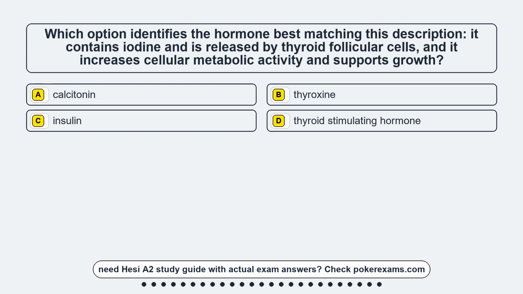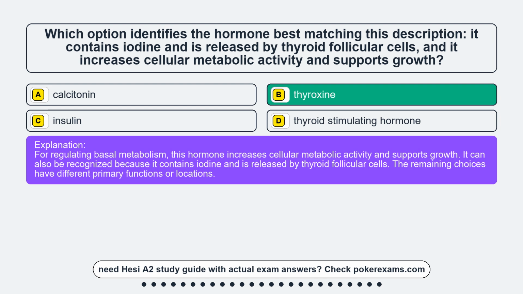Question 16. Which option identifies the hormone best matching this description? It contains iodine and is released by thyroid follicular cells, and it increases cellular metabolic activity and supports growth. Option A, calcitonin. Option B, thyroxine. Option C, insulin. Option D, thyroid-stimulating hormone. The correct answer is option B, thyroxine.